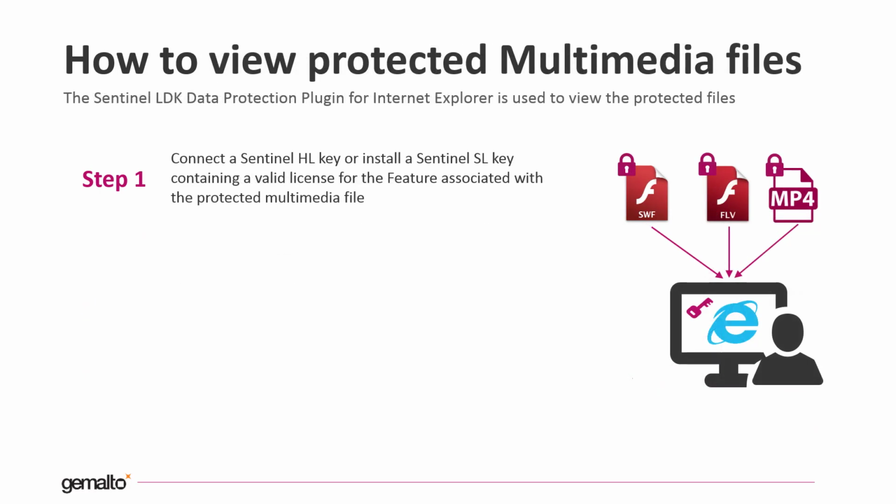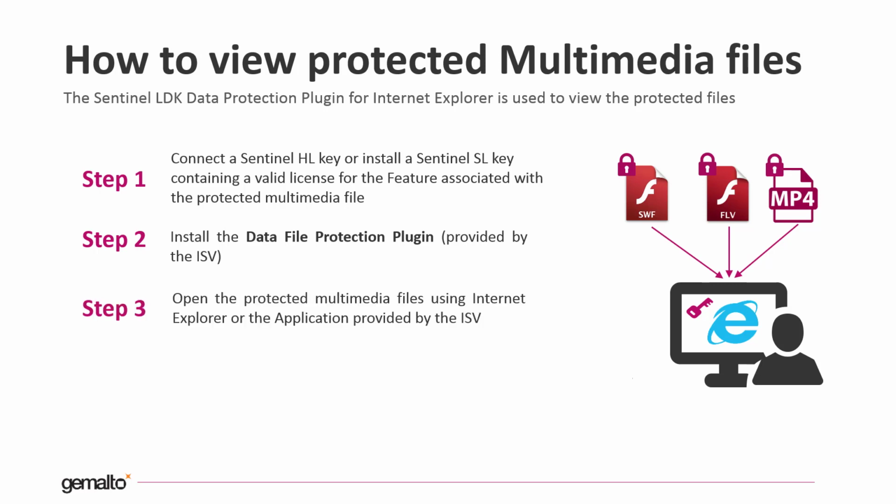To use the file on the client, we need to connect a Sentinel HL or deploy a Sentinel SL key that contains a valid license for the feature associated with the protected multimedia file. Then we need to install the Data File Protection plugin provided by the ISV. This comes in the form of an MSI file. Then we can open the protected multimedia files using Internet Explorer or an application provided by the ISV that embeds Internet Explorer. And now let's see in practice how to protect a multimedia file and use it on a client.